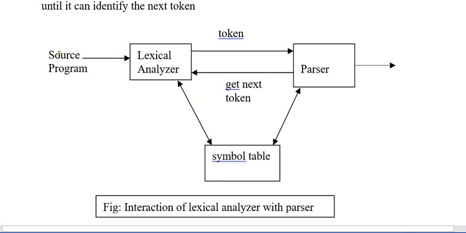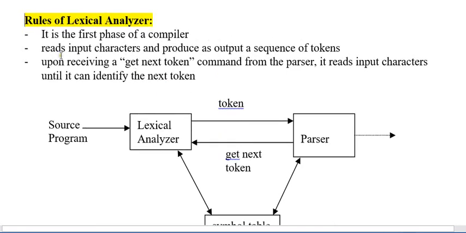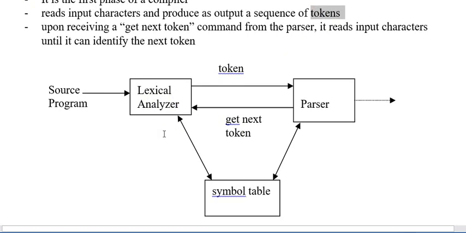First, the source program comes to the lexical analyzer. Then, as we can see in the second line, it reads input characters and produces as output a sequence of tokens. So the lexical analyzer generates tokens but doesn't give them to the parser. Only when the parser requests a token is the token sent to the parser.